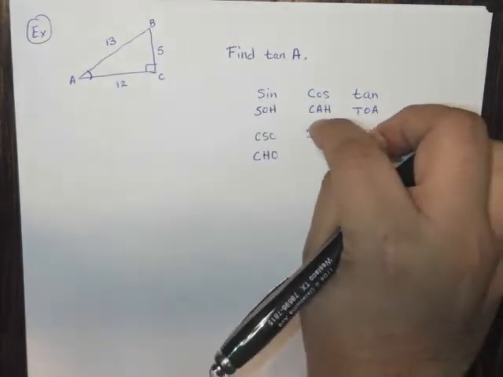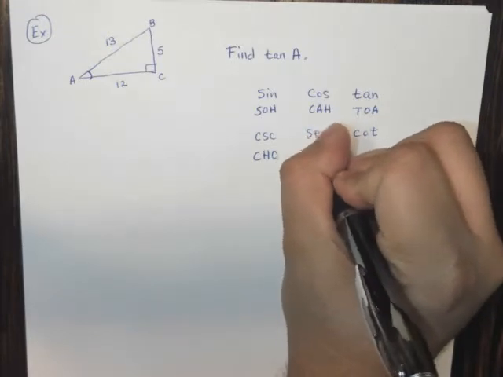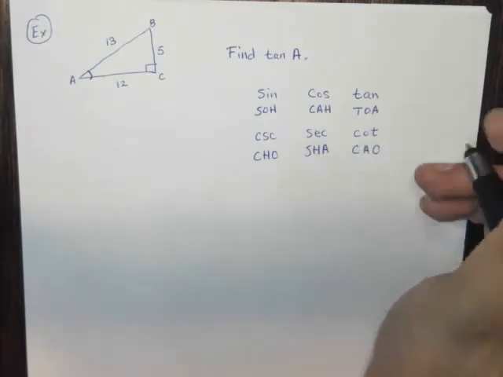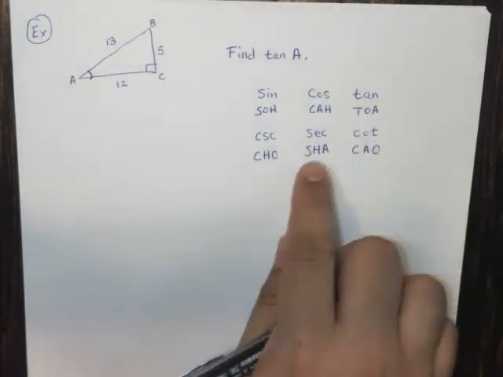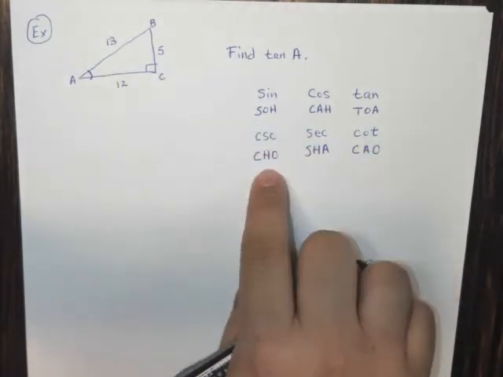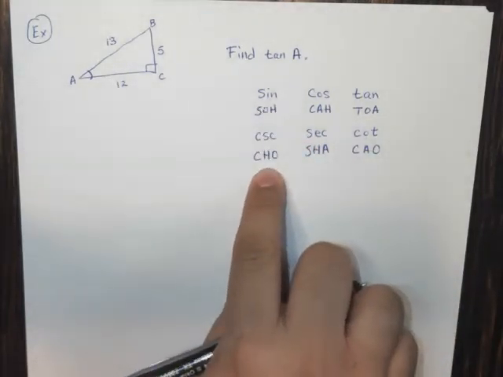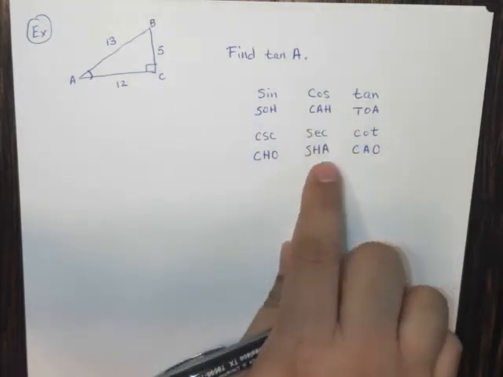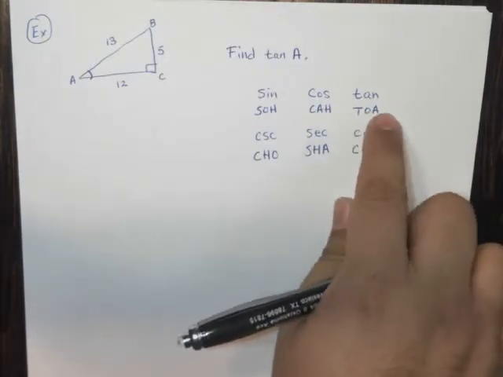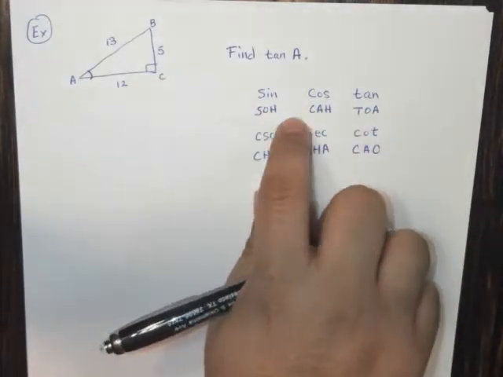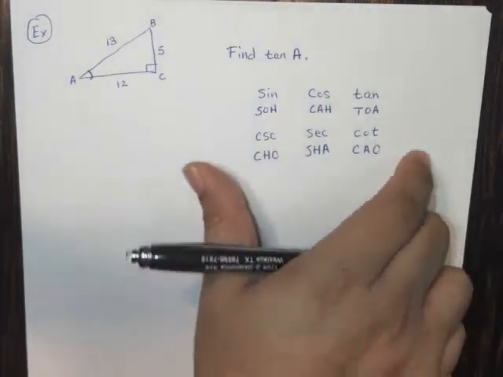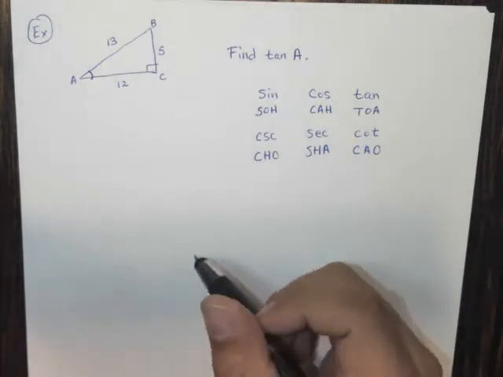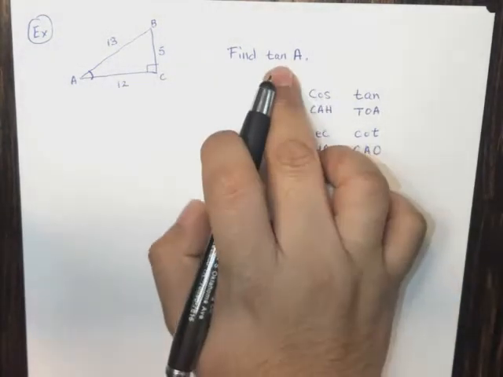So, SOH, CAH, TOA, and CHO, SHA, CAO. The cosecant, I would say, is CHO. And this one right here is what I call SHA. And this one right here is what I call CAO, C-A-O. So if you notice SOH CAH TOA and CHO SHA CAO, you notice how they are the reciprocals of each other. This is opposite over hypotenuse, hypotenuse over opposite, adjacent over hypotenuse, hypotenuse over adjacent, opposite over adjacent, adjacent over opposite. You're going to want to remember that mnemonic because it will really help you out when you're dealing with right triangles.